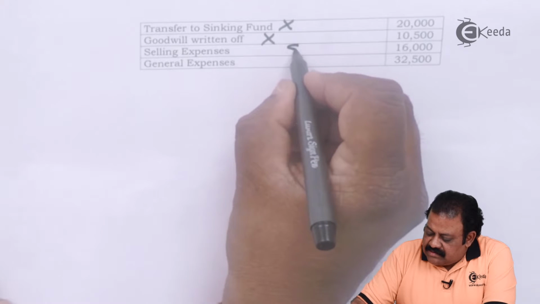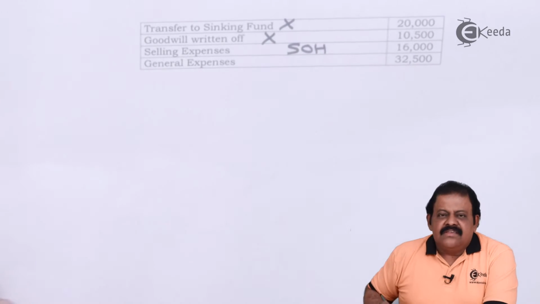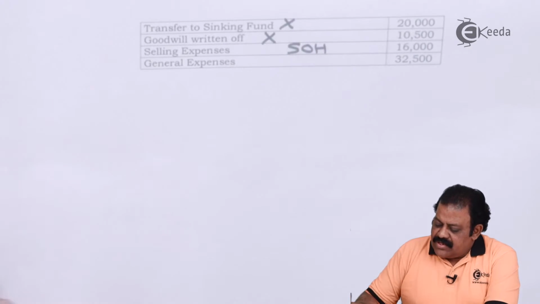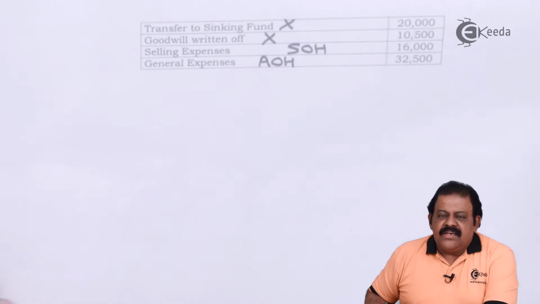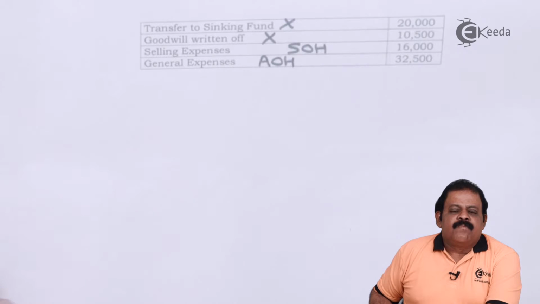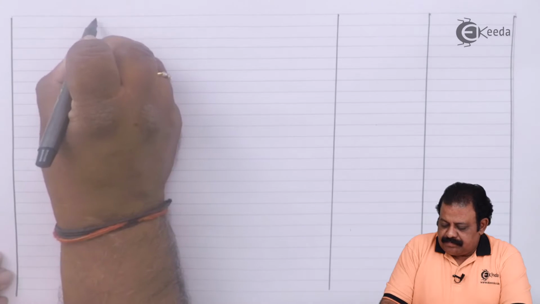Selling expenses, selling overheads. General expenses, it is administration overheads. So we have gone through all the items of the question. Let us start preparation of the cost sheet.